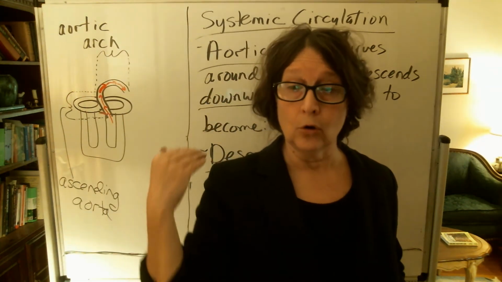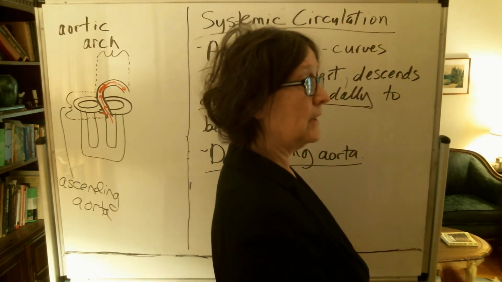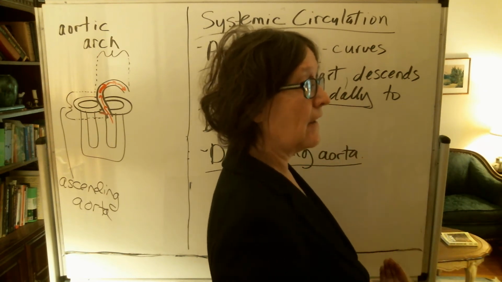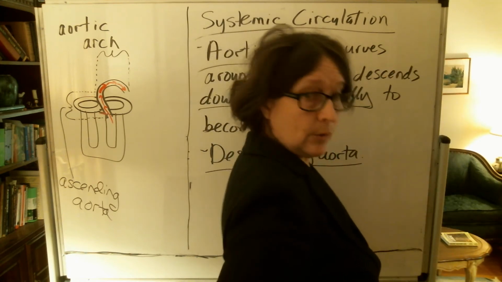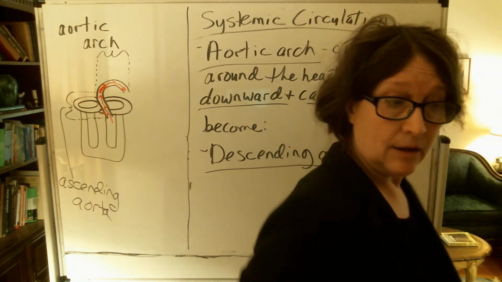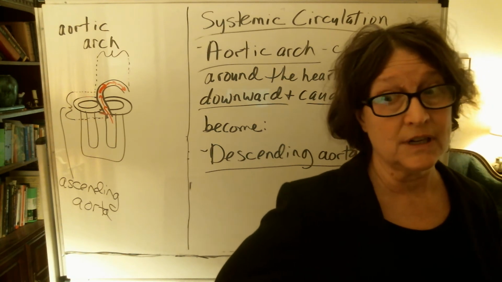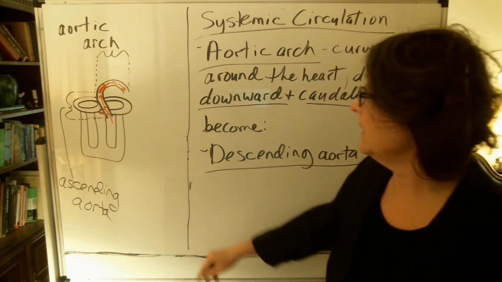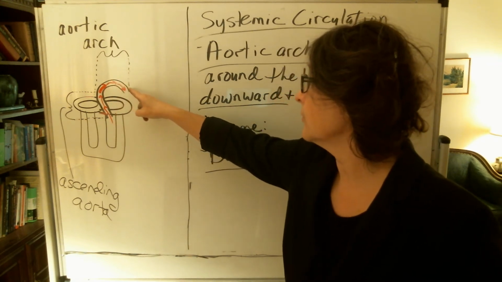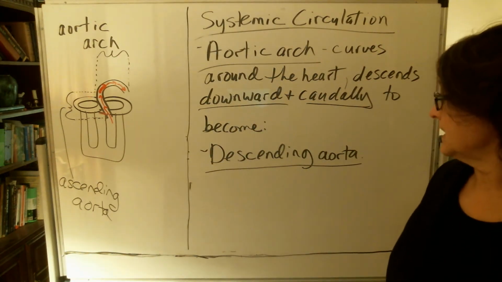Caudally, as you recall, means towards the tail. So what this is saying is that the aorta heads downward, but also heads in the direction of your tail. That is to say, back here, you know where it is, the sacrum and the coccyx, basically your tail. So you have the aortic arch curve around the border of the heart and then go down and be heading towards the tail.